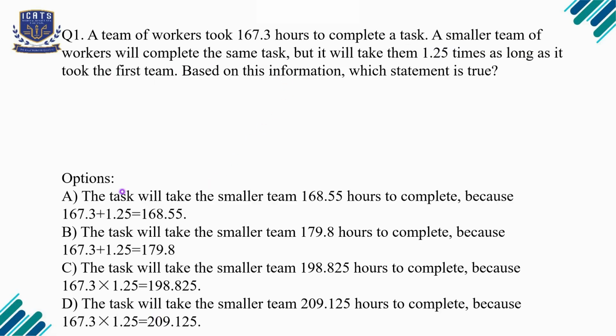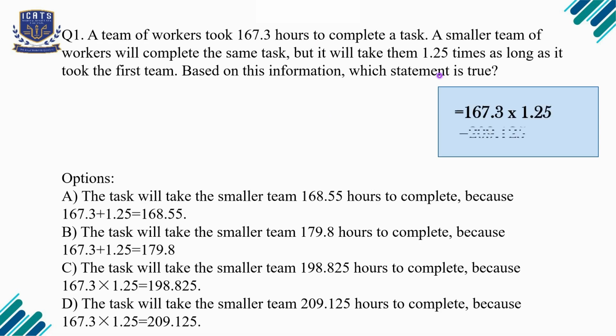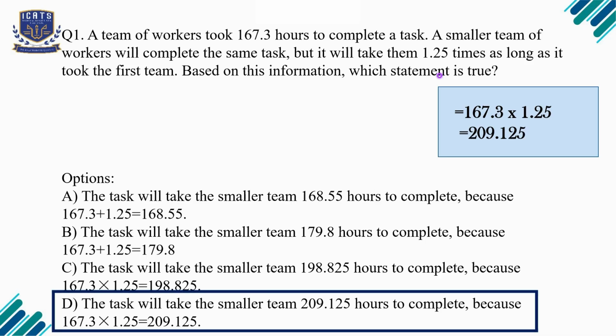So here 4 options are given to us, and to find out the answer, we will do our calculations. To find out the total time, we will multiply 167.3 by 1.25, which is equal to 209.125. So according to our calculations, option D is the correct option. The task will take the smaller team 209.125 hours to complete, because if we multiply both numbers, the answer is 209.125.